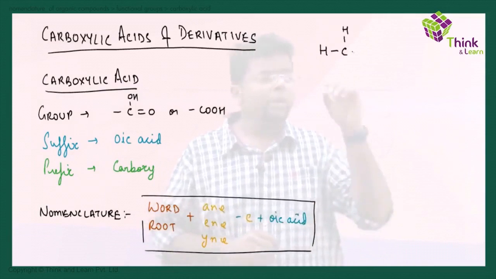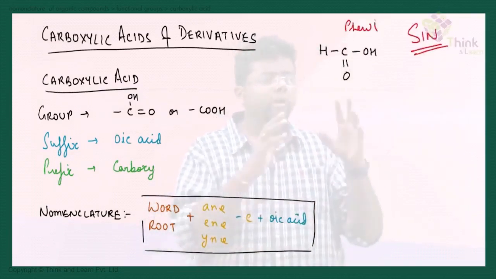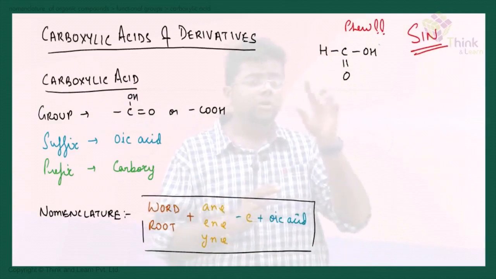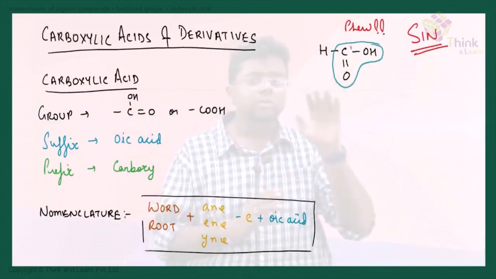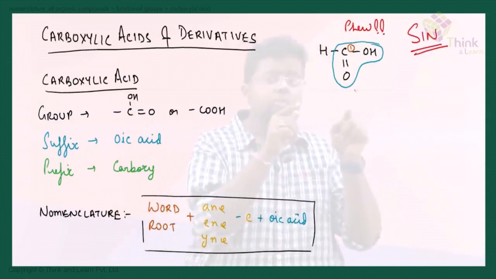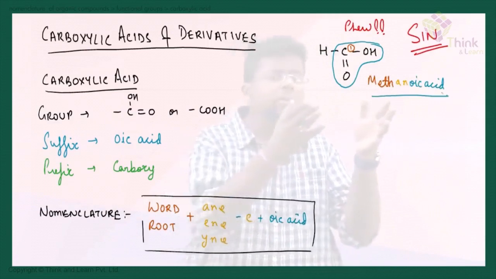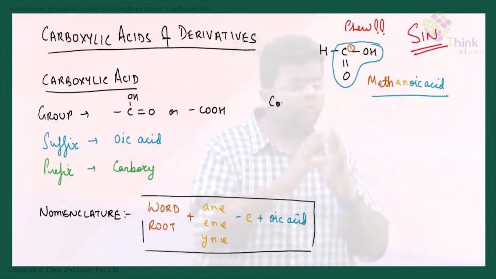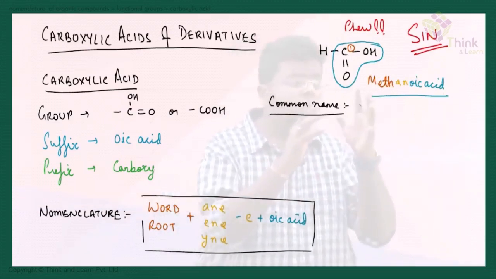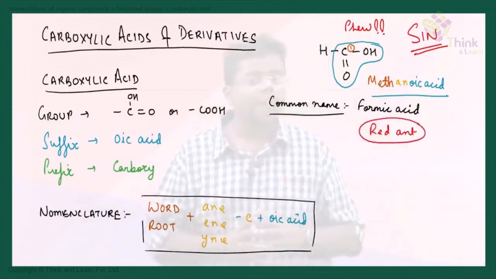So if I take one example over here, there is a 1 carbon carboxylic acid. Oh wait, I made a sin over here. See, there are 5 bonds. So replace this. Now, what should be the name? The name for this would be methane, but E would be replaced and it would become methanoic acid. What should be the common name? The common name of this is formic acid. Recall, this was found in red ants.